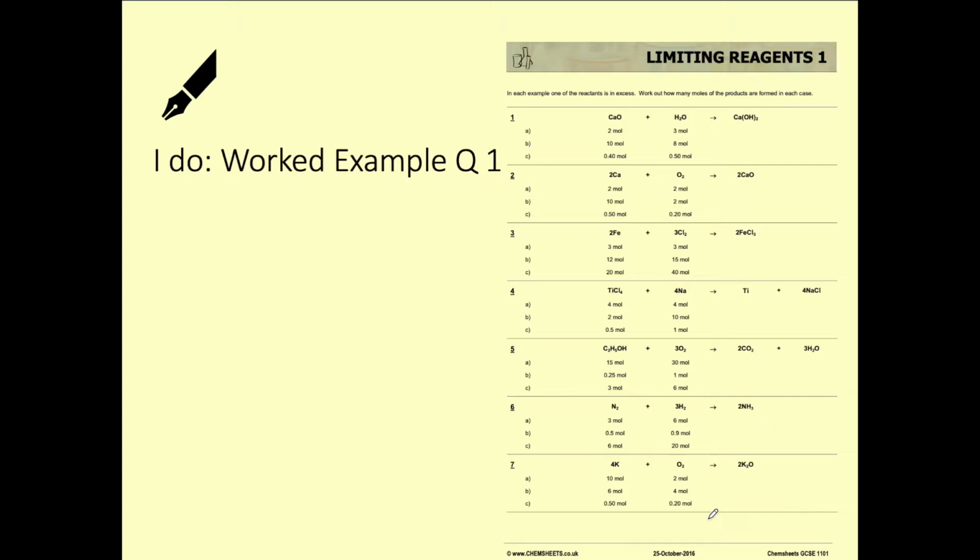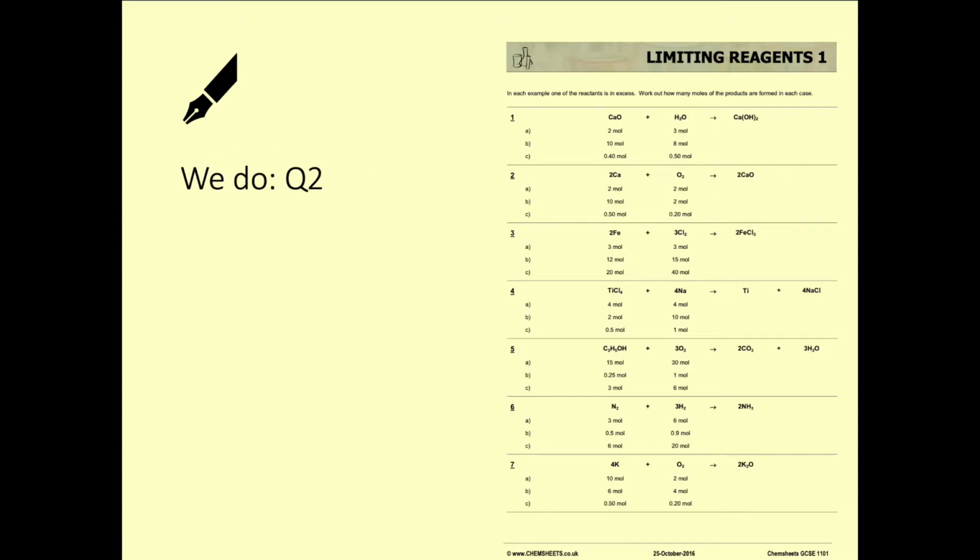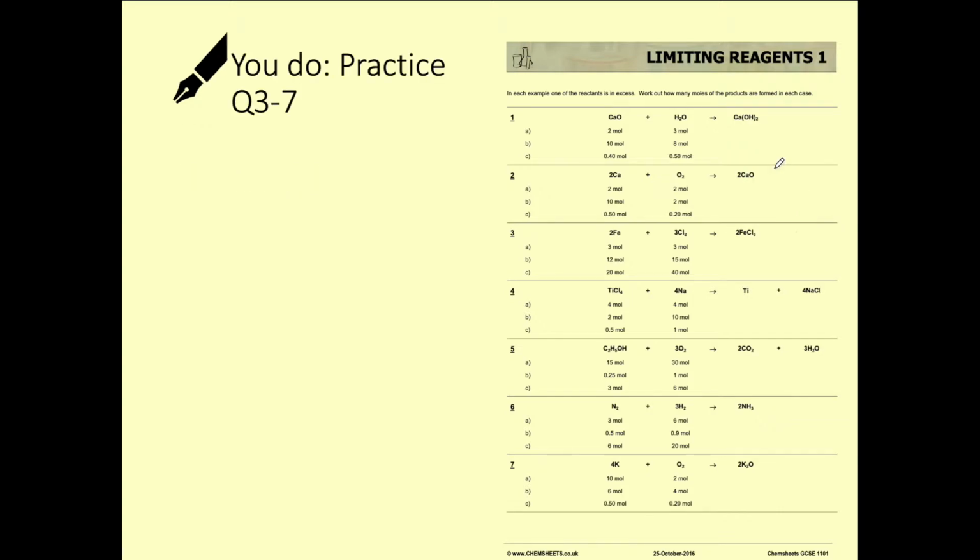We're going to swap to one of the worksheets now to go through a couple of worked examples. I'm going to go through question 1, and then we are going to do question 2 together. When I say we do, it will be a case of you have a go whilst the video is paused. You then play the video to check your answer, and keep doing that for that question to make sure that you are happy with each of those steps. Then you will have a go at the remainder of the sheet, questions 3 to 7.